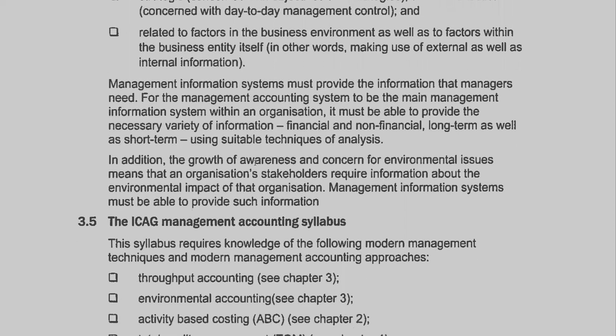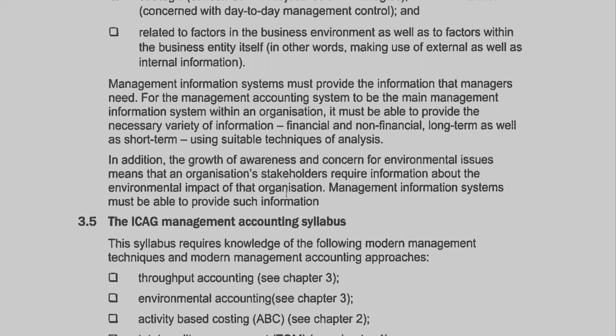Management accounting information and management accounting systems must provide the information that managers need. For a management accounting system to be the main management information system within an organization, it must be able to provide a necessary variety of information, financial and non-financial, long-term as well as short-term, using suitable techniques of analysis. In addition, the growth of awareness and concern for environmental issues means that the organization's stakeholders require information about the environmental impact of that organization. So the management accounting system must be able to provide such information.